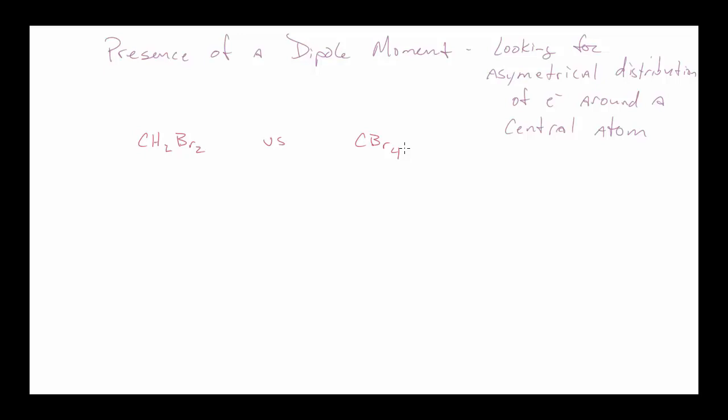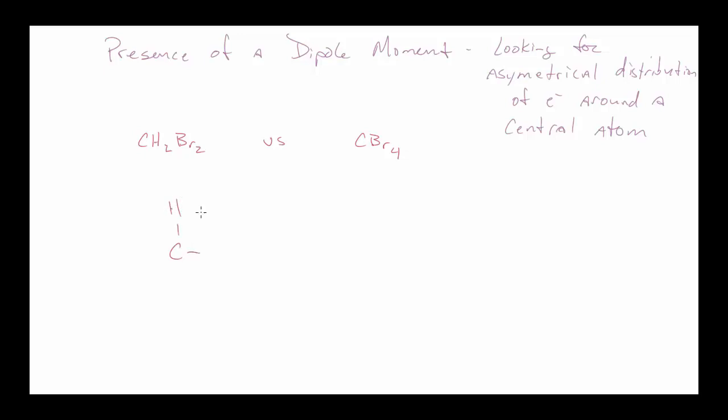And so it becomes very important to start drawing and placing those lone pair electrons and the outer atoms around that central atom appropriately so that we can actually locate and identify these dipole moments. So I've got 2 examples drawn here. I've got CH2Br2 and CBr4.